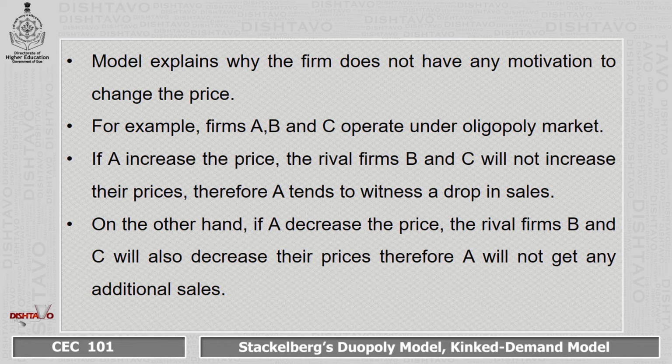For example, firms A, B, C operate under an oligopoly market. If firm A increases the price, the rival firms B and C will not increase their price, and therefore A tends to witness a drop in sales. On the other hand, if A decreases the price, the rival firms B and C will also decrease their prices, therefore A will not get any additional sales.